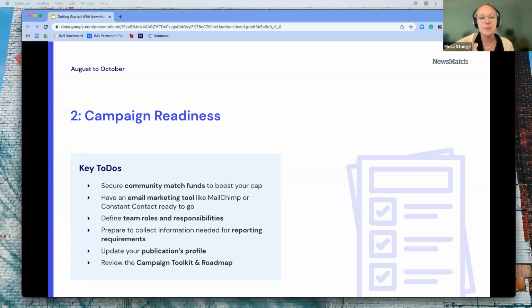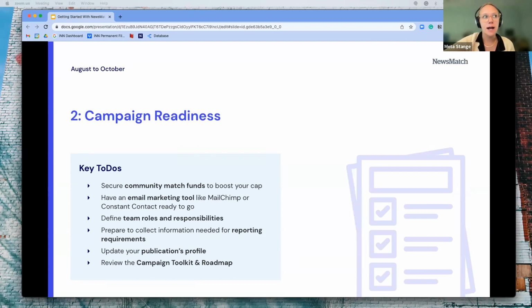Next is defining team roles and responsibilities, which for some of you may not be the case. I know that there are a lot of people who are doing all of this on their own, but others may be emailing, using direct mail, and utilizing social media, and the people who do that might not all be the same person. So it's important to identify who on your team is going to be supporting those efforts in order to divide the work. It's also a great opportunity to get everybody involved.